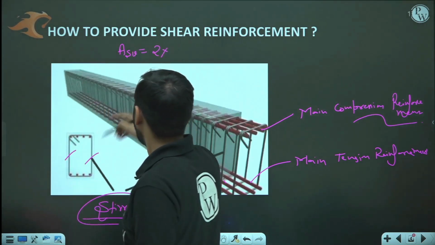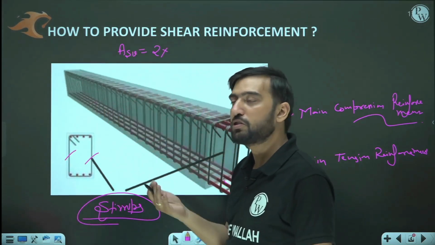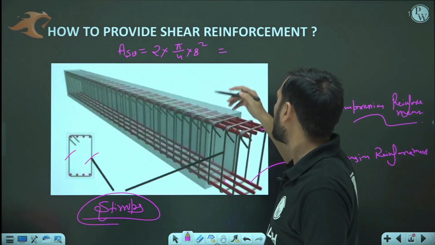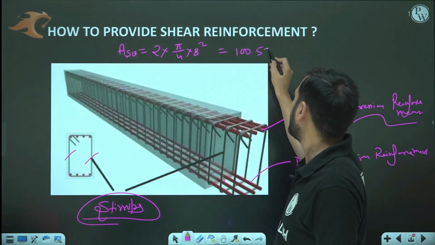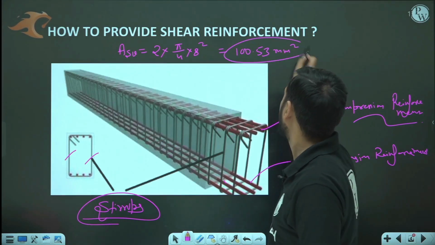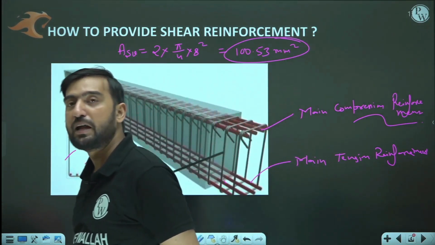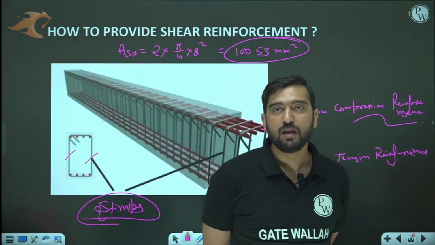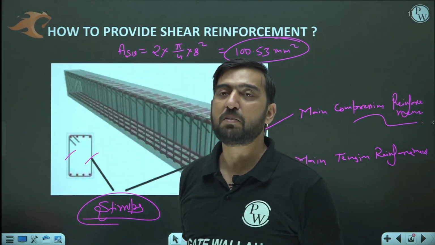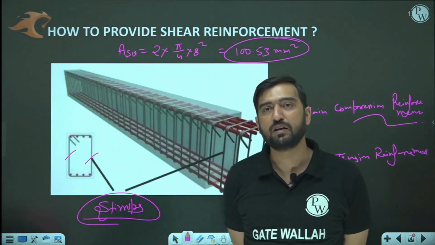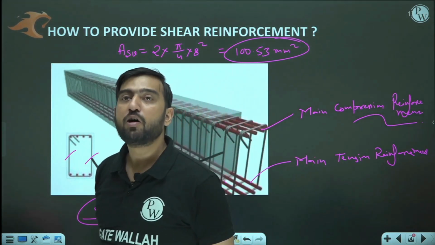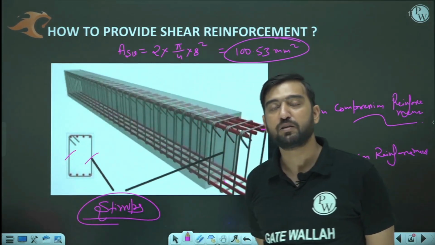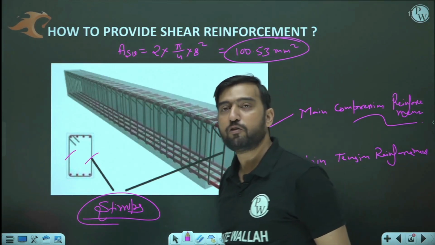So for this particular case, if I want to calculate the value of ASV, it is two-legged, because the two vertical legs are going to resist your shear, so 2 into pi by 4 into phi squared. And generally a two-legged 8 mm stirrup has a very easy area to remember. It is 100.53 mm square. In our case as well, 90% of the time, believe me, 8 mm stirrups are going to work for us. If you think the spacing of 8 mm stirrups is very less, then you can go for 10 mm diameter, like that.